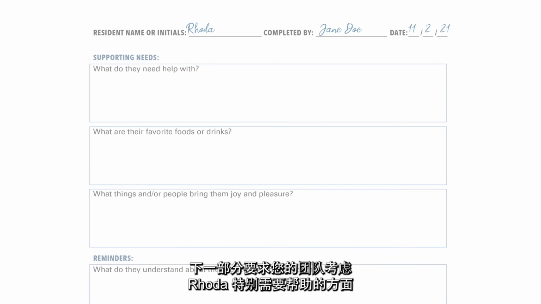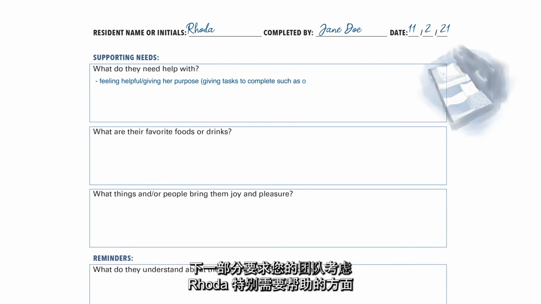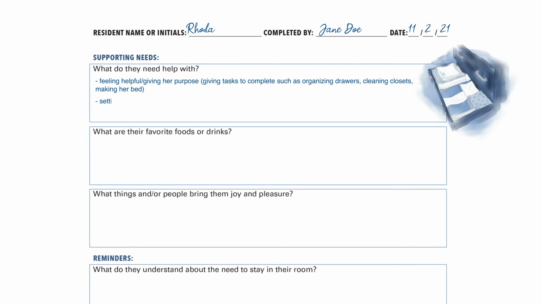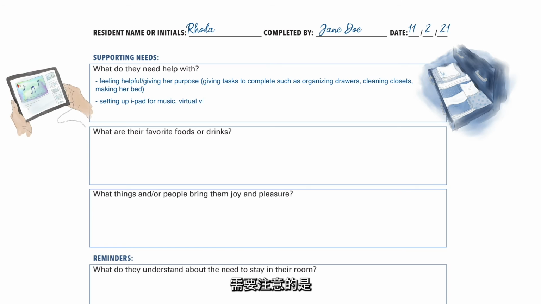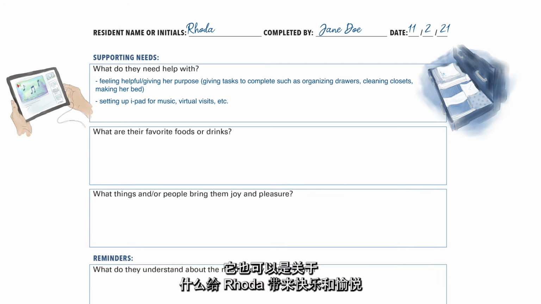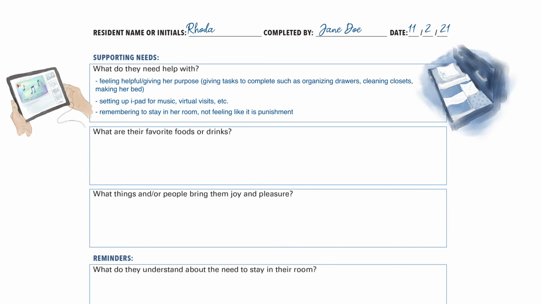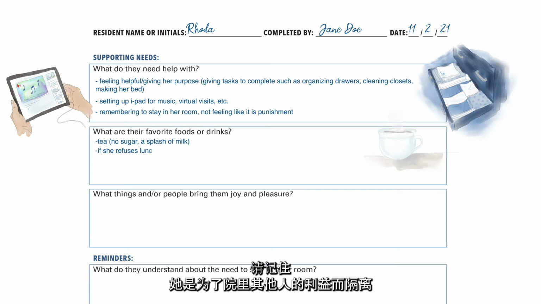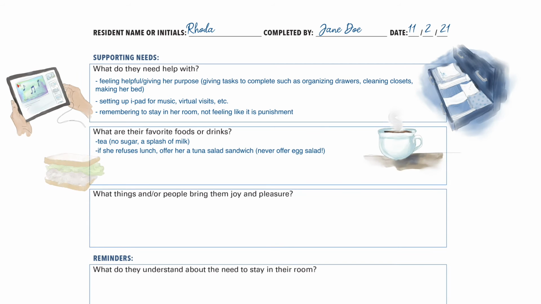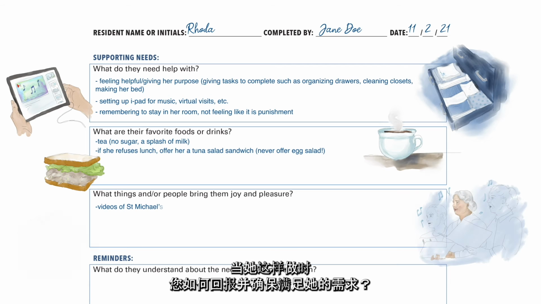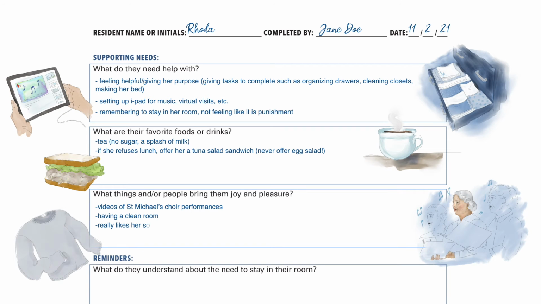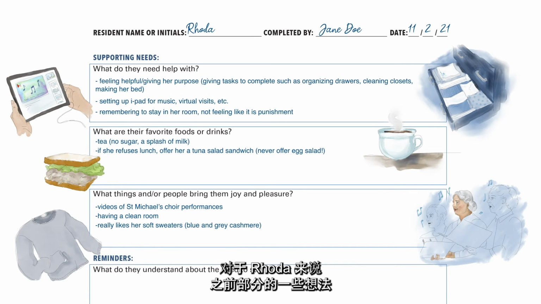The next section asks your team to consider what Rhoda specifically needs help with. It's important to note that these needs are not necessarily related to care tasks. It can also be about what brings Rhoda joy and pleasure. Remember, she is isolating for the good of others in the home. How can you reciprocate and make sure her needs are met while she does so? For Rhoda, some of the ideas from previous sections can help us fill out this section and understand her needs.